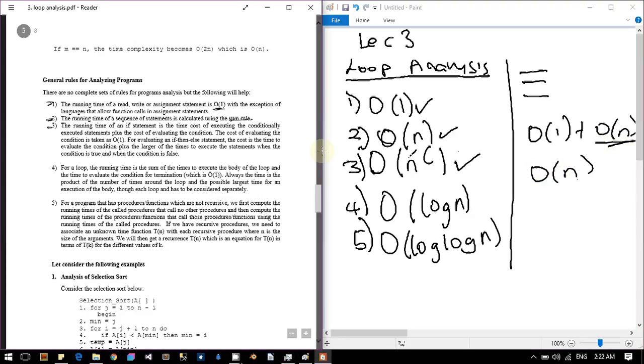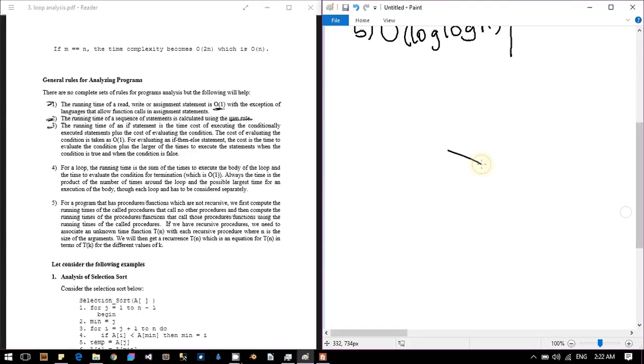The third rule says that the running time of an if statement is the time cost of executing the conditionally executed statement plus the cost of evaluating the condition, because evaluating the condition is taken as order 1. So what this is saying is that in an if statement, to find the running time of that if statement, you find the order of the condition plus the order of what gets executed if that if statement is true. Typically the cost of evaluating the condition is always order 1, so it depends on what is actually inside the if statement.